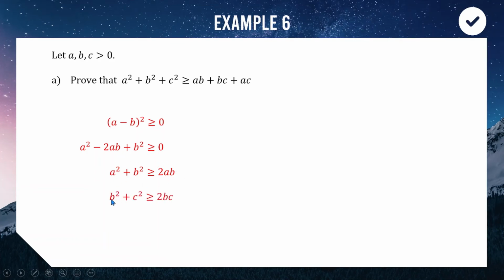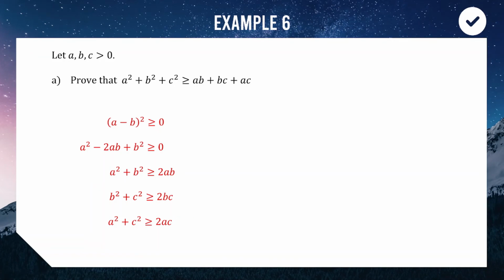We're going to have B squared plus C squared is greater than or equal to 2BC. Okay, so we have our BC term. We also need one with an AC term. So we'll do A squared plus C squared is greater than or equal to 2AC. Okay, so I knew to do this because I needed an AB, a BC, and an AC, and I knew this identity here, so I'm just making 2 duplicate versions using different letters.